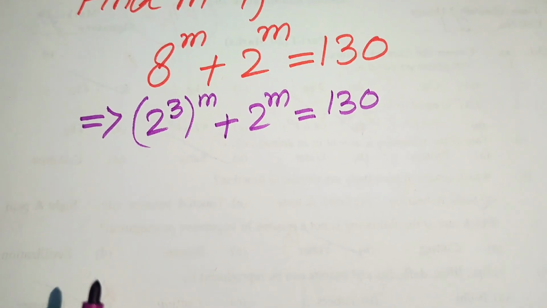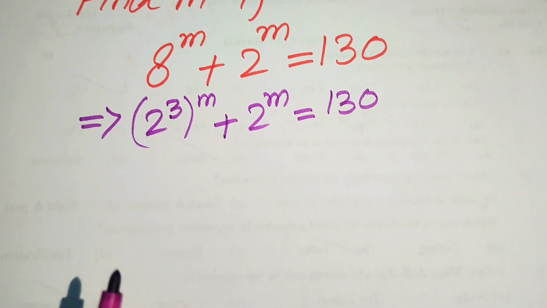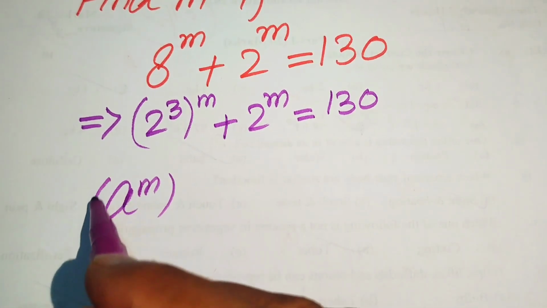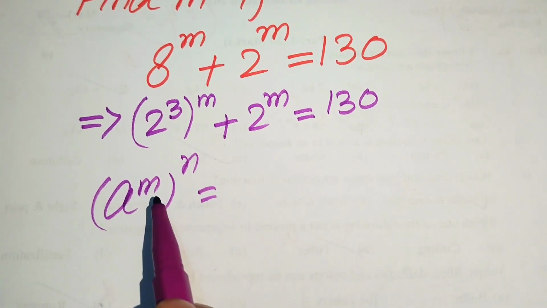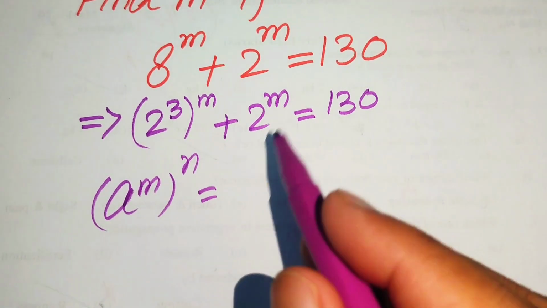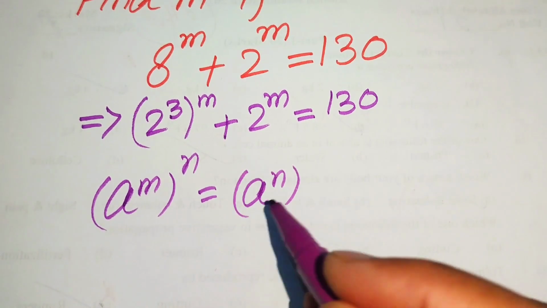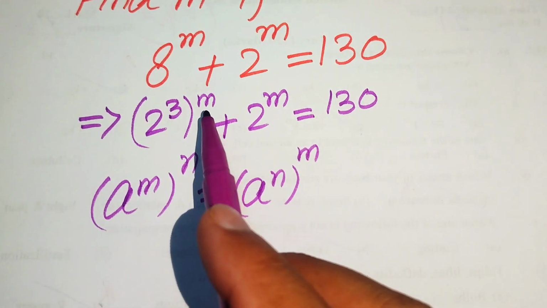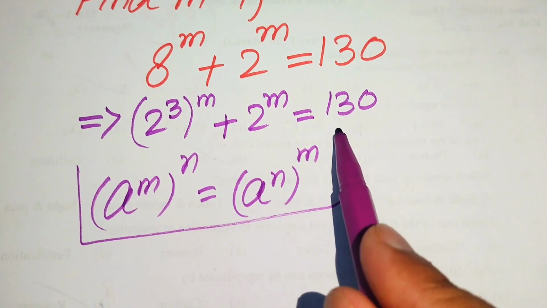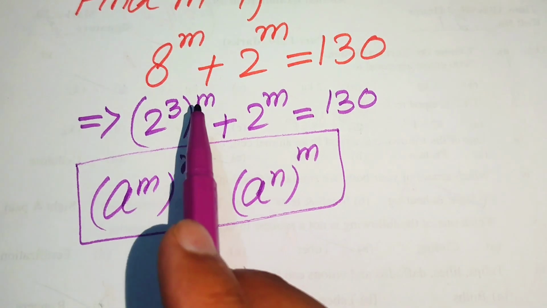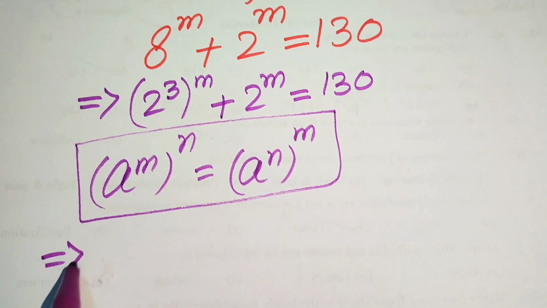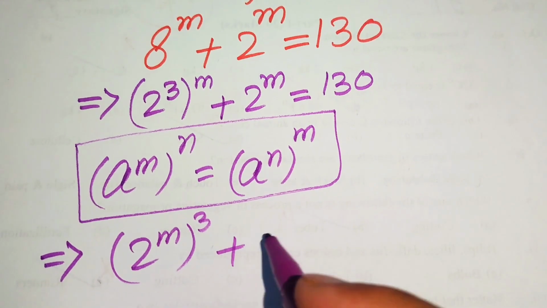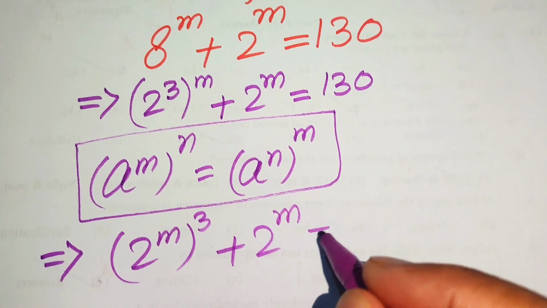Here we use a nice property of exponential law. If we have a to the power of m to the power of n, and we interchange these two exponents, it does not change the final answer, and we write it as a to the power of n to the power of m. According to this law we interchange the two exponents, and it is written as 2 to the power of m, whole cubed, plus 2 to the power of m equals 130.